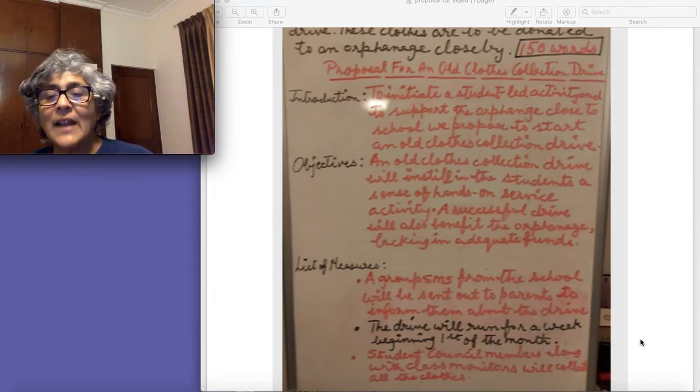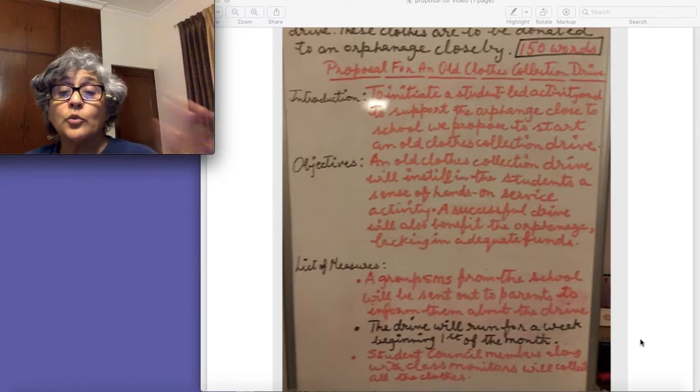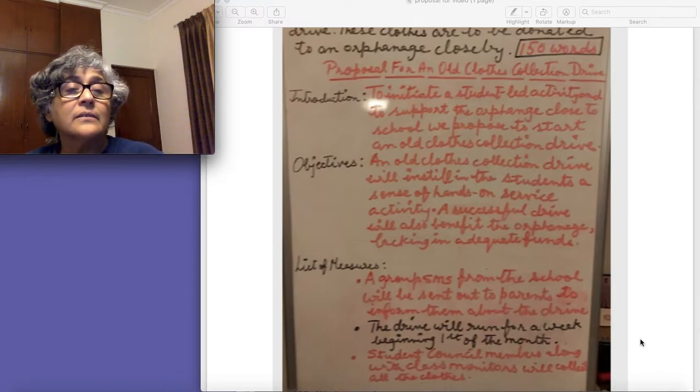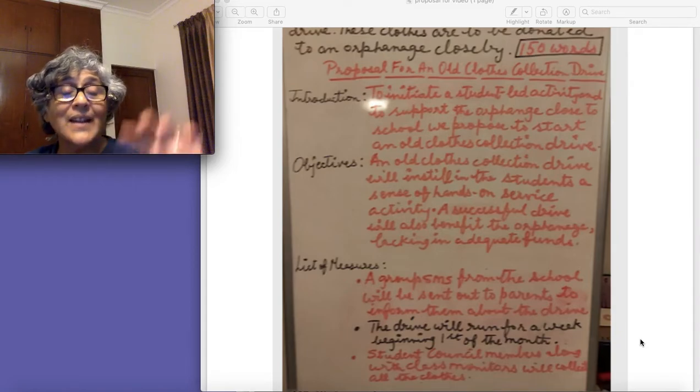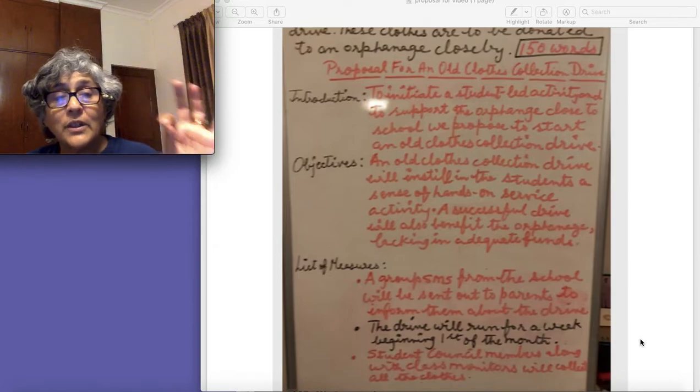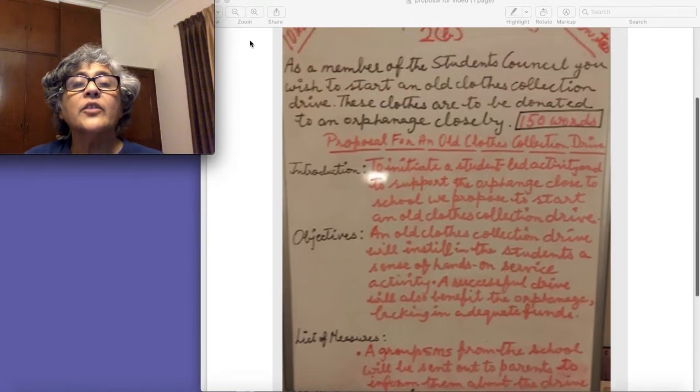Second, who is going to do it? Student council members along with class monitors will collect all the clothes. That's it. Here, of course, like I'm just thinking aloud, you could also write the time. So student council members along with class monitors will collect all the clothes during the break, or if you have a zero period concept in your school, during the zero period every day. You could be very precise about that as well. So exactly, there's no chaos in the school. Student council members along with monitors will be collecting them, or then you can write during the break or during the zero period to make it very precise. Got it? 3 points. Okay, now I turn the page.